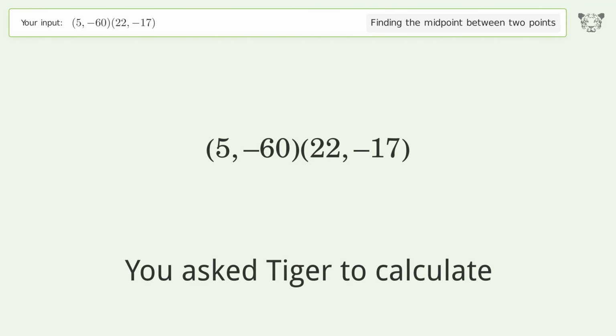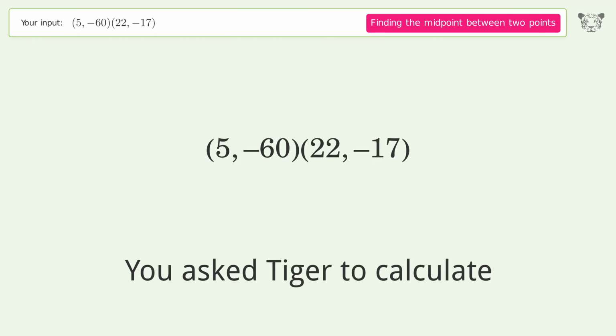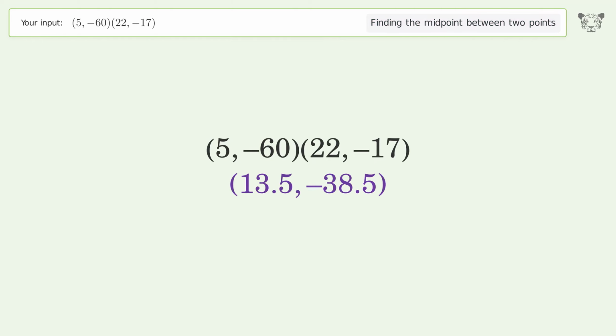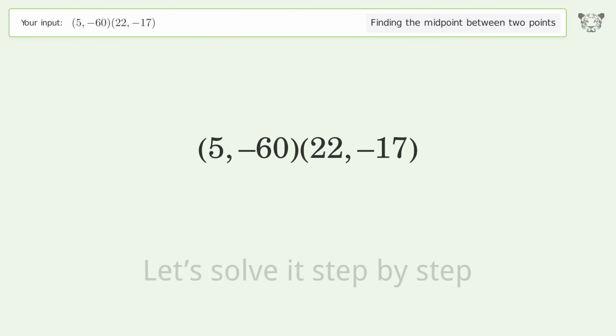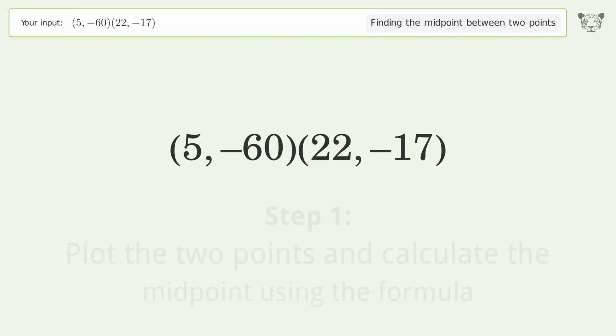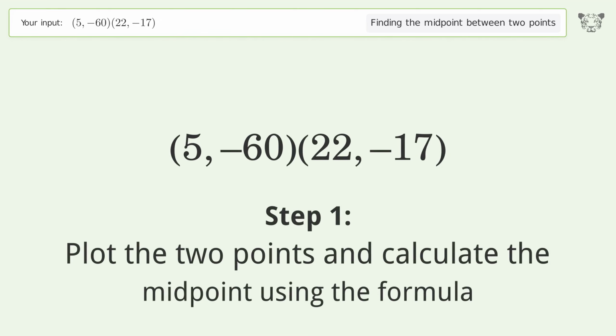You ask Tiger to calculate. This deals with finding the midpoint between 2 points. The midpoint between the 2 points is 13.5, negative 38.5. Let's solve it step by step. Plot the 2 points and calculate the midpoint using the formula.